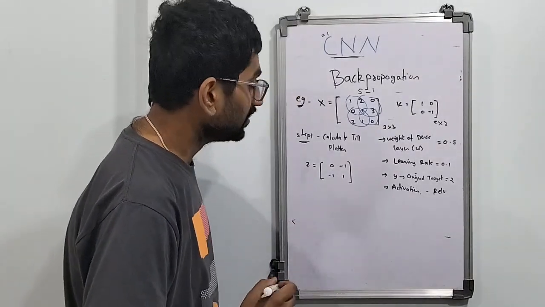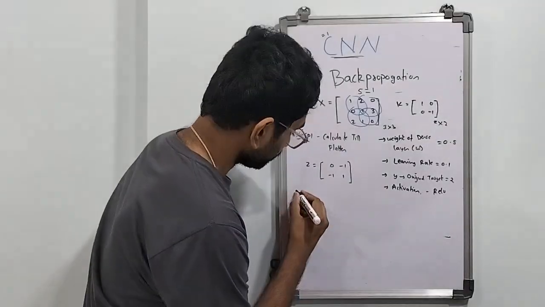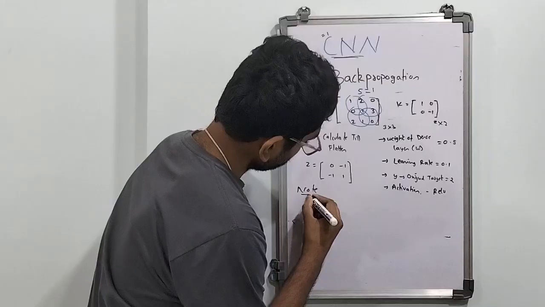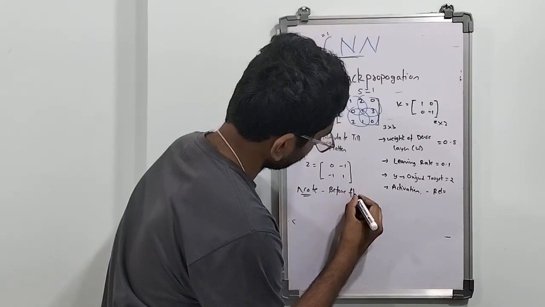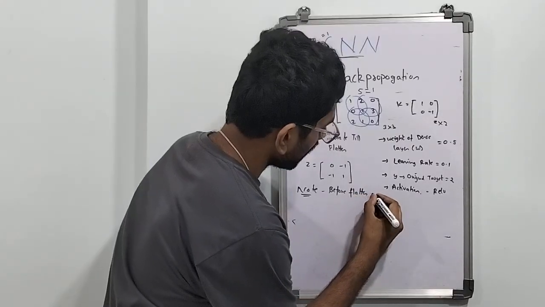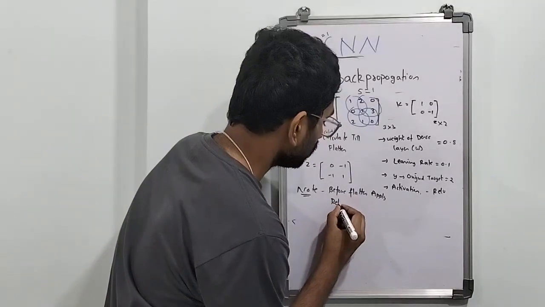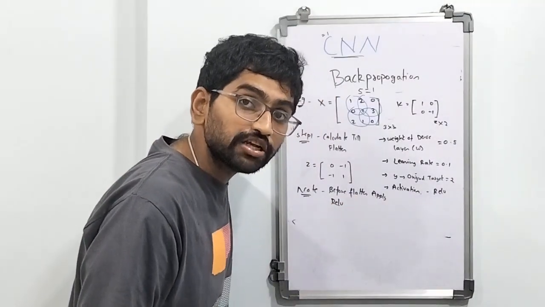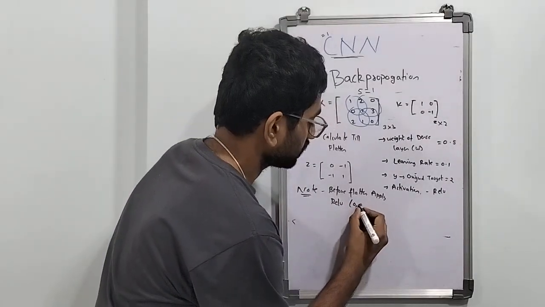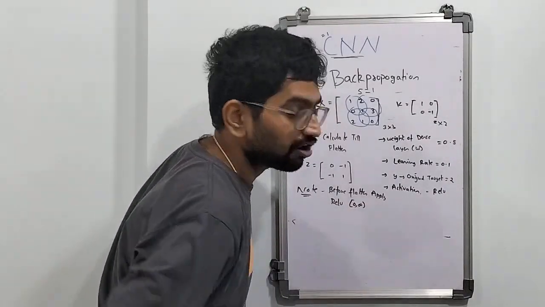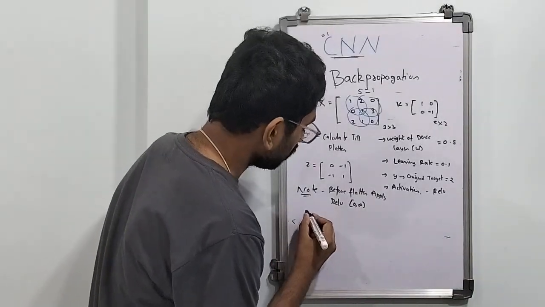So now what you have to do? Now here, before flattening, note, before flattening, you have to apply ReLU. What is ReLU? ReLU is an activation function which has a range of 0 to infinity. So now you will apply ReLU on Z.